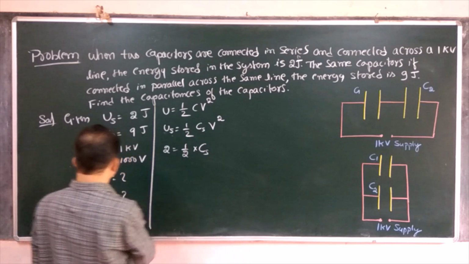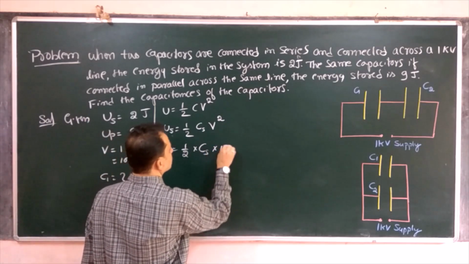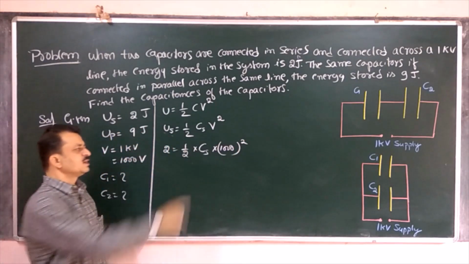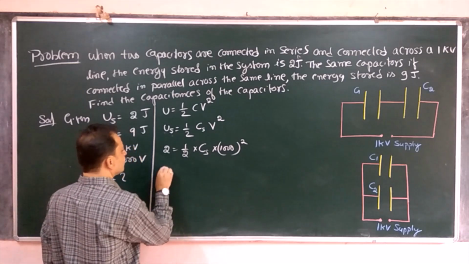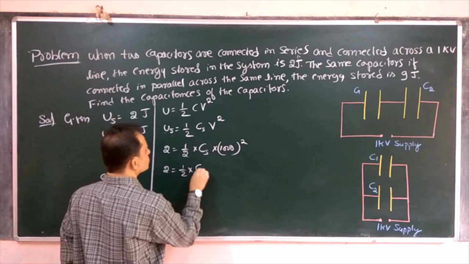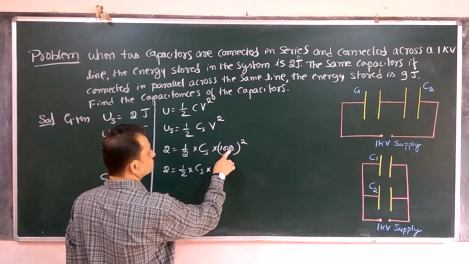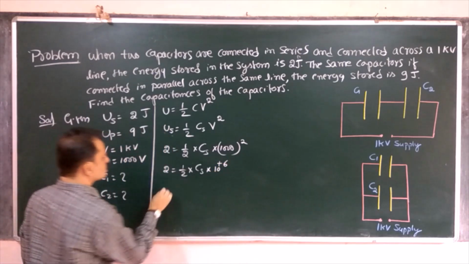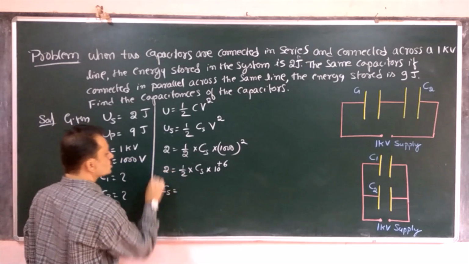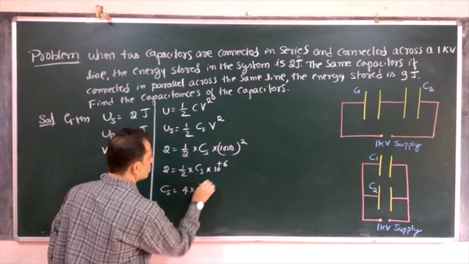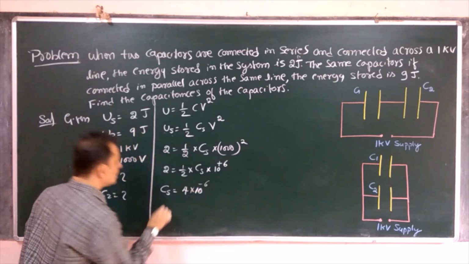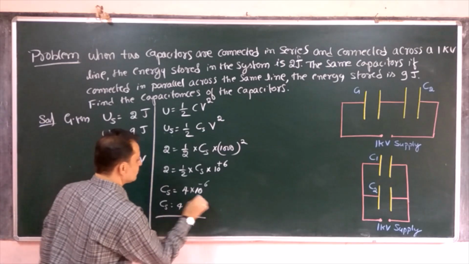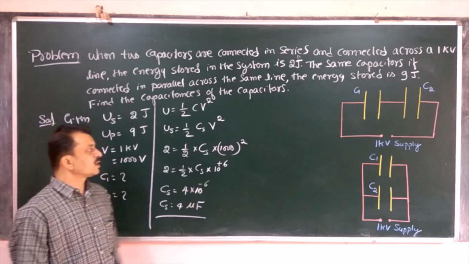into V square. V square is given, that is 1000 square. So 1000 square, writing it as 10 to the power of plus 3 square, we get 2 is equal to 1 by 2 into CS into 10 to the power of plus 3 whole square, it is 10 to the power of plus 6. Now cross multiplying, I will get CS is equal to 2 twos, that is 4 into 10 to the power of minus 6. Or CS is equal to 4 microfarad. So we get CS as 4 microfarad.